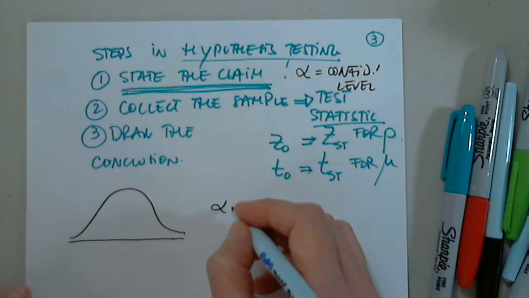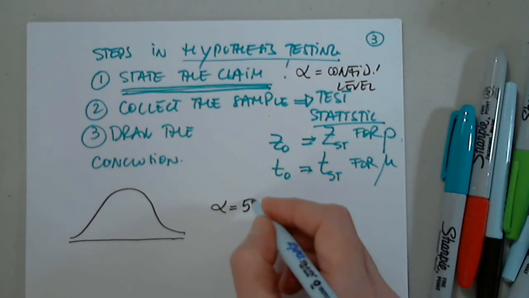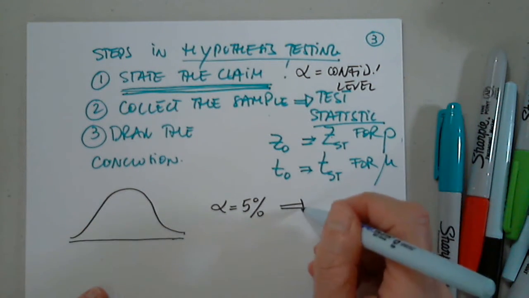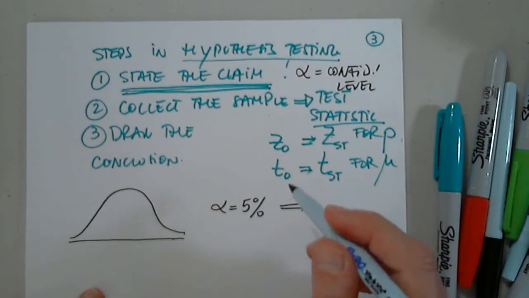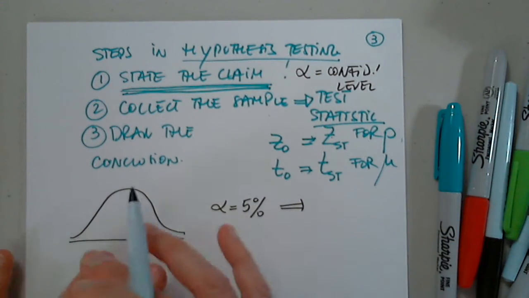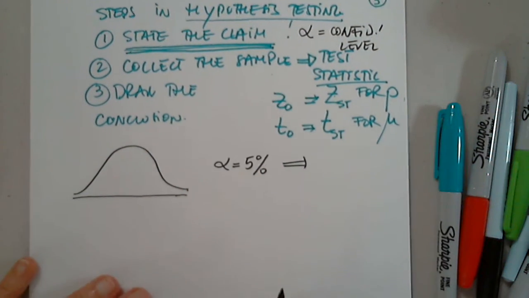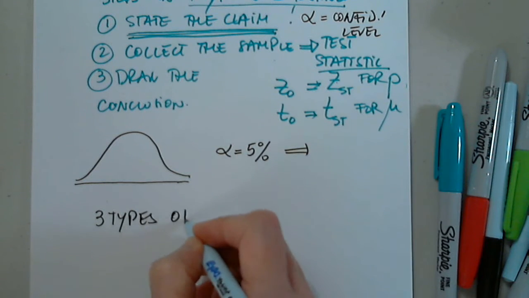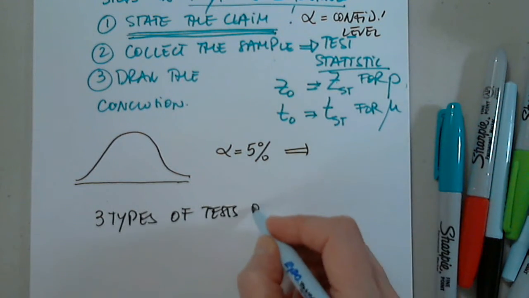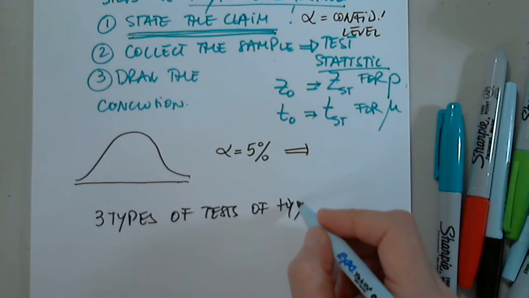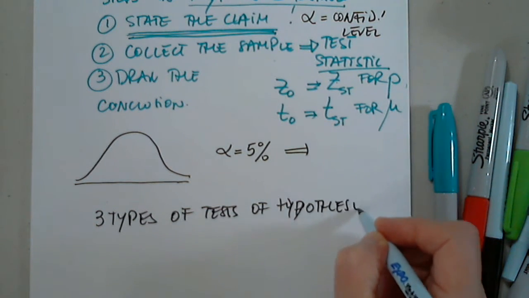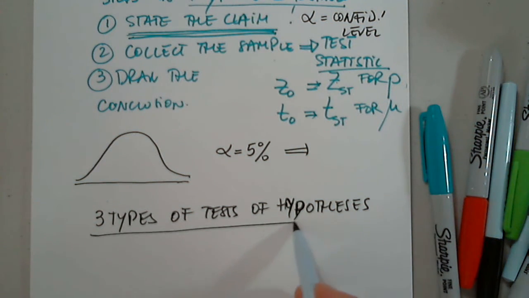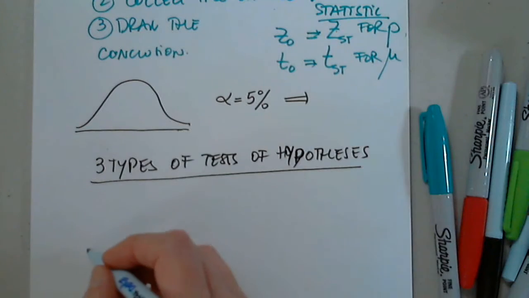Give me an alpha. Let's say 5%. What does this mean? Well, this means that the confidence, depending on whether we're looking at a one-tail test or a two-tail test, maybe I should say that first. I'll come back to this. So there are three types of tests of hypothesis. Three types. Here's the first one.